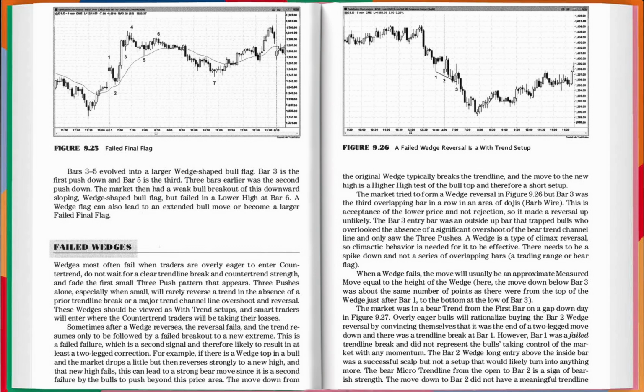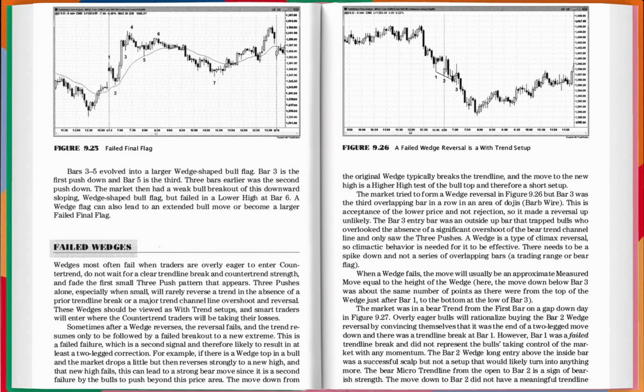A wedge is a type of climax reversal, so climactic behavior is needed for it to be effective. There needs to be a spike down and not a series of overlapping bars, a trading range or bear flag. When a wedge fails, the move will usually be an approximate measured move equal to the height of the wedge. Here, the move down below bar 3 was about the same number of points as there were from the top of the wedge, just after bar 1, to the bottom at the low of bar 3.